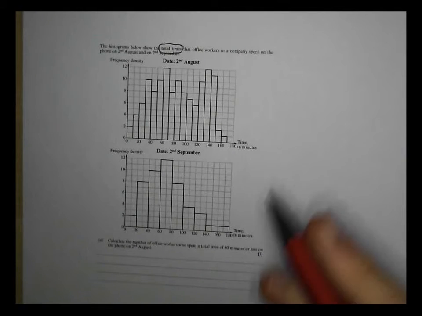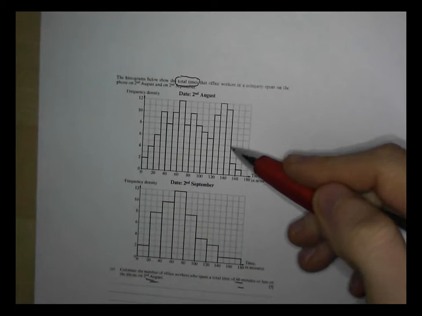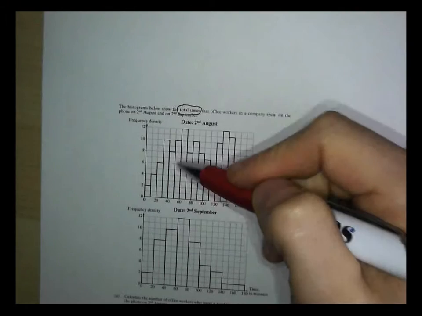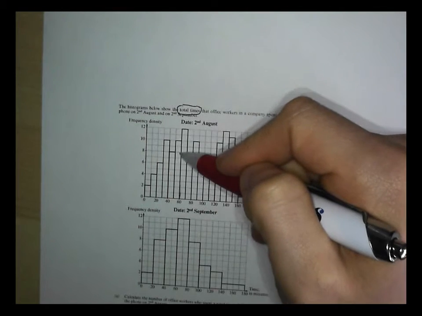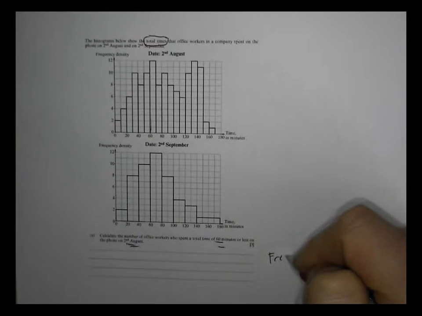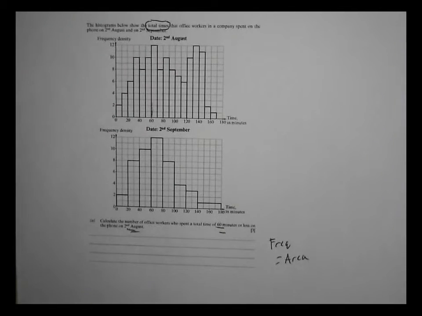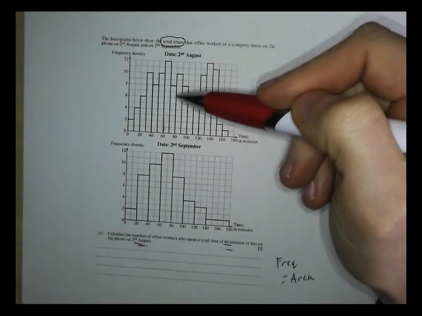Alright, part A. Calculate the number of office workers who spent a total of 60 minutes or less on the phone on the 2nd of August. So 60 minutes or less. So we're talking this histogram because it's 2nd of August. There's my cut-off point there, 60 minutes or less. Now, as we've spoken about on all these histogram questions, your frequency on a histogram is equal to the area of the bars. So if we can work out the area of each of the bars that are 60 or less, we've got our answer here.